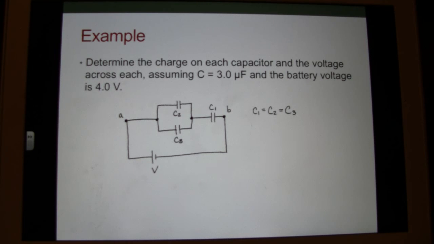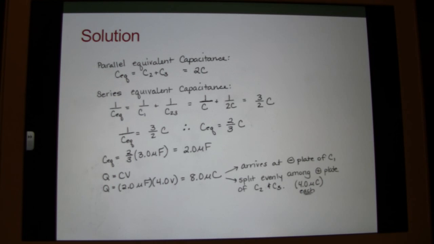Pause the video to review the problem. So here's our solution.